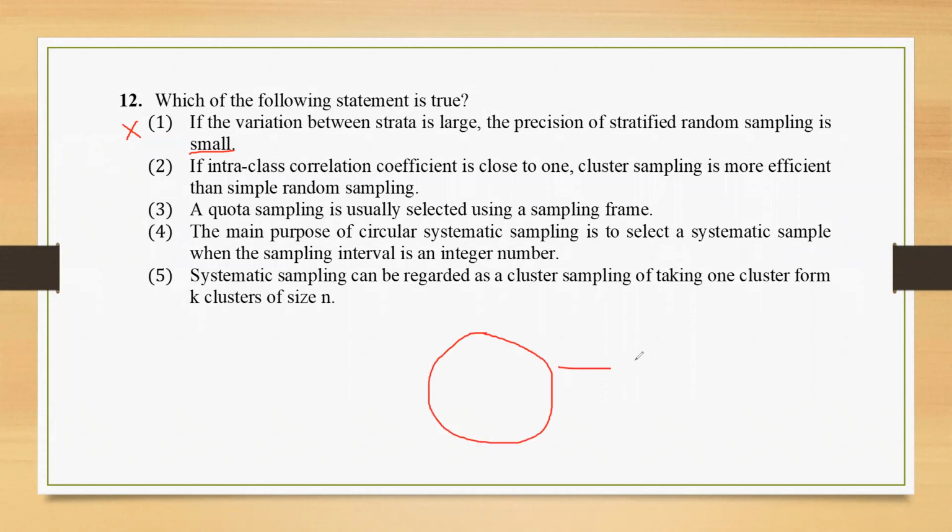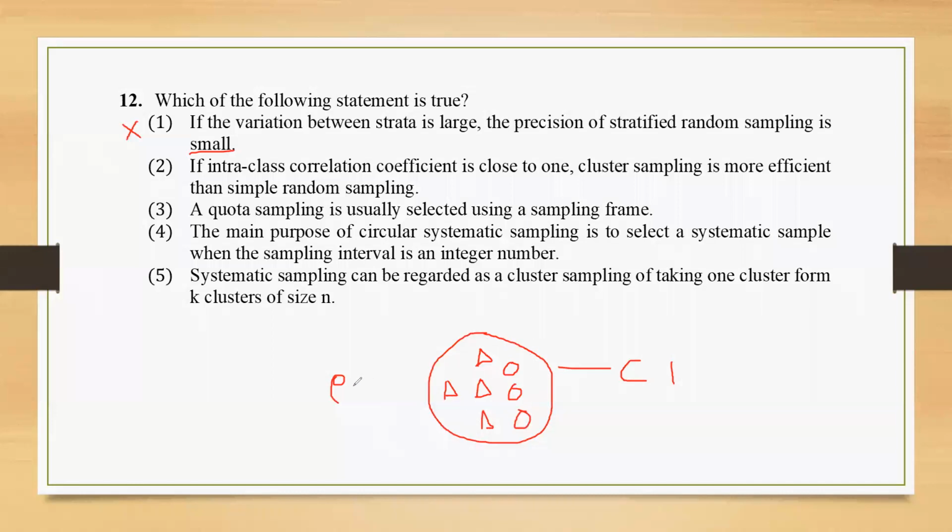this is a cluster. Assume cluster 1. So within this cluster, there are different types of items. So these are the items, right? So the intra-class correlation coefficient, consider it as rho. This coefficient measures how much association exists among these elements, the correlation among these elements.